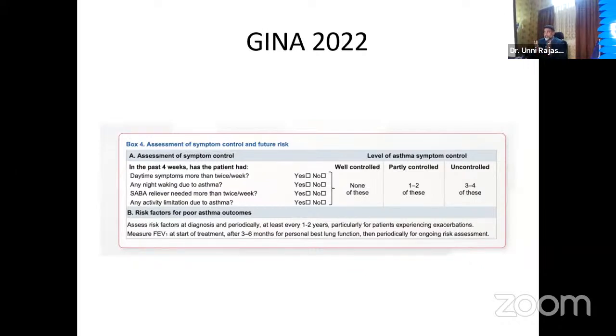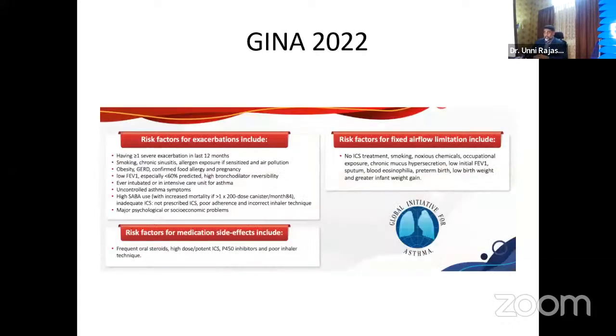All these questions are asked, and the level of asthma is assessed as well-controlled, partially controlled, or uncontrolled based on these questionnaires. And then we have the risk factors for poor asthma outcome as well. The risk factors for exacerbation include having more than one severe exacerbation in the last 12 months, chronic sinusitis, obesity, gastroesophageal reflux disease, the patient having ever been intubated or in intensive care for asthma treatment, or high SABA use. All these things are risk factors for exacerbation.